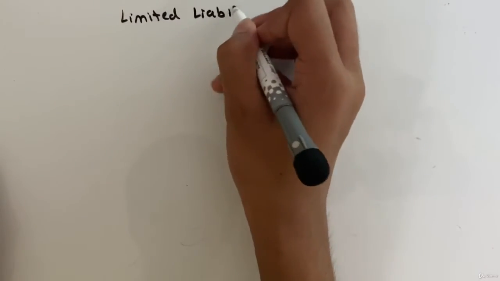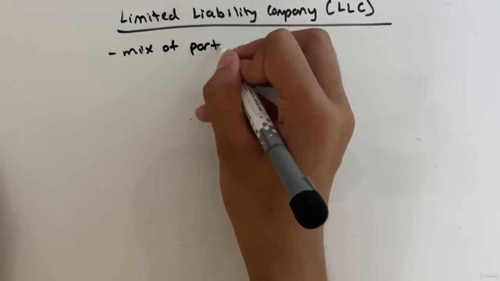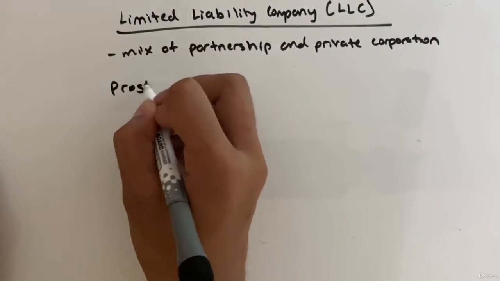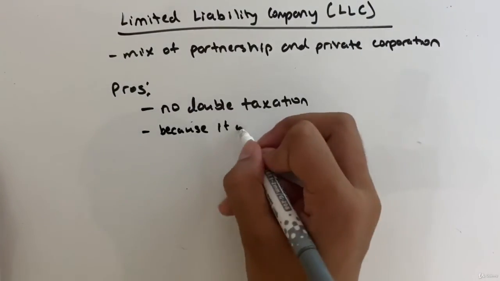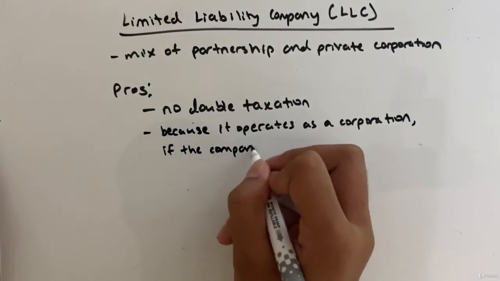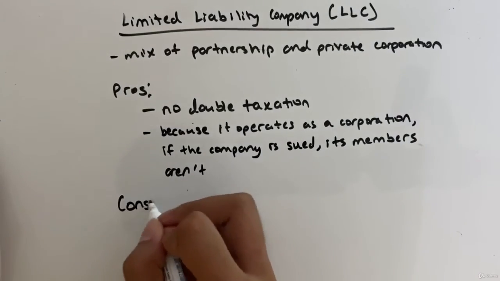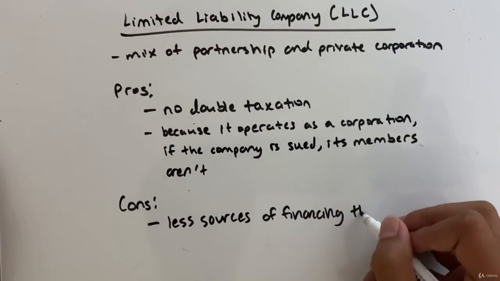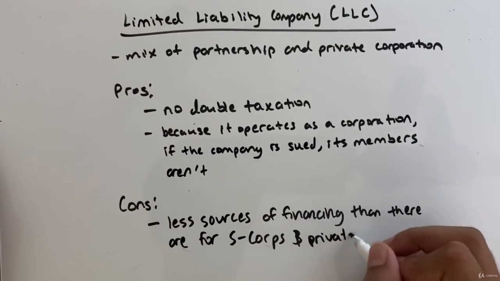Last but not least, we have limited liability companies, or LLCs. Like an S corp, an LLC is a mix of partnership and a private corporation. Members of an LLC get the benefit of only being taxed once, and because the company is basically a corporation, if an LLC is sued, only the company is sued, not its members. One drawback, however, to an LLC is that there are less sources of financing than there are for private corporations or S corporations. Also, because LLCs are easy to run, they are an extremely popular business structure.